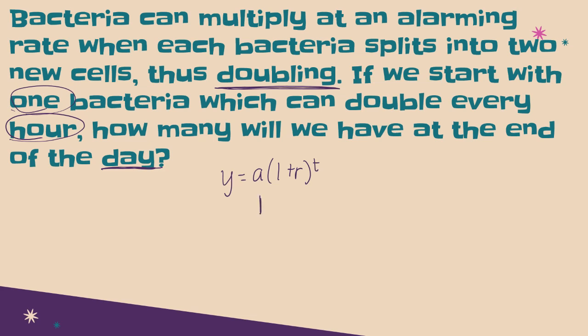I know the starting amount of bacteria is 1. And I do not know how many I'm going to end with. That's what I want to find. Now, my rate is doubling. If you think about that, that means that growth is 100%, because every hour I have 100% more than what I had previously. 100% is 1. Remember, we're moving the decimal point 2 places. So 100% is 1. So that's what I'm going to put in for my rate.